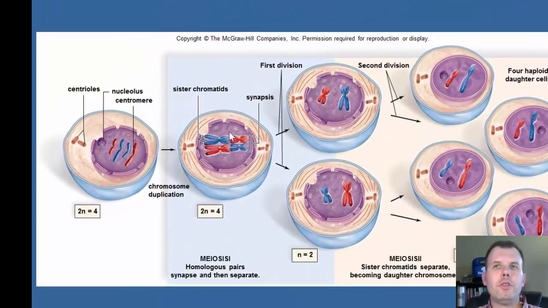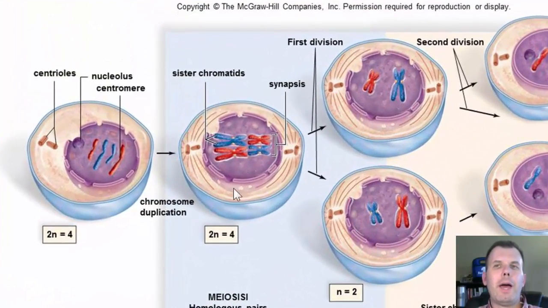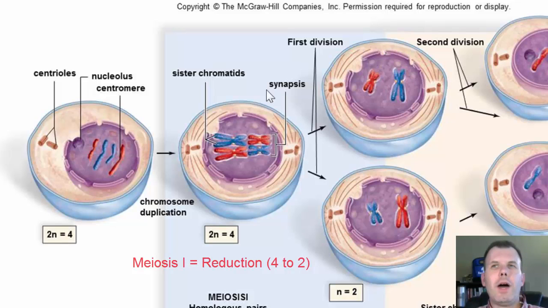After replication, you get those X's, and what happens during the process of meiosis is they line up. And when they line up, they don't line up all in one long line, but they line up as their pairs. And I'll talk more about this as we get into the specific phases. We then divide and we reduce the numbers.